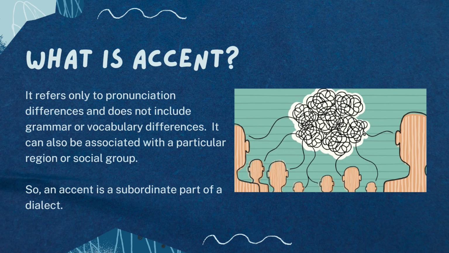Let's move on to an accent. What is an accent? It refers only to pronunciation differences and does not include grammar or vocabulary differences. It can also be associated with a particular region or social group. So an accent is a subordinate part of a dialect.